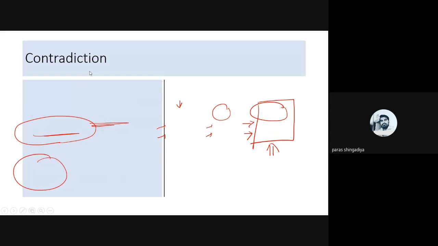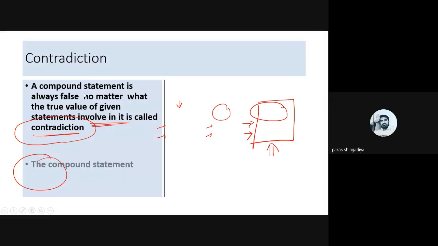So we are discussing the contradiction compound statement. What is the meaning of a contradiction compound statement? Any compound statement you can consider, if its output, the final conclusion of the compound statement, is false, all these values being false, no matter what the truth value of the given statements involved in it, that is called a contradiction.